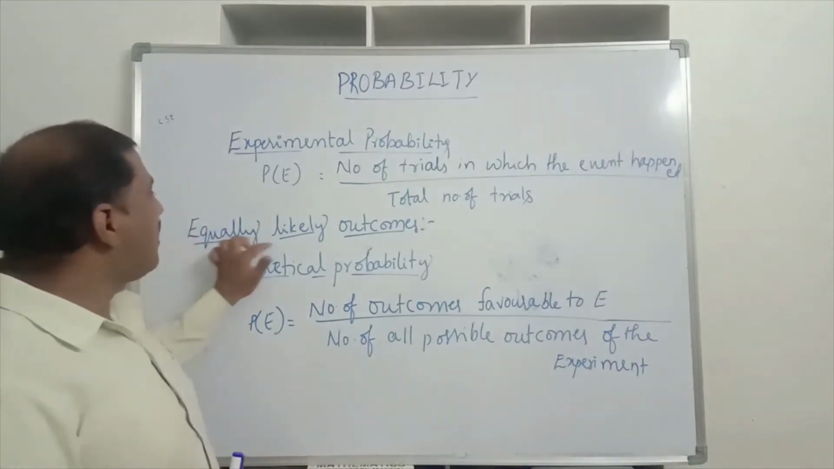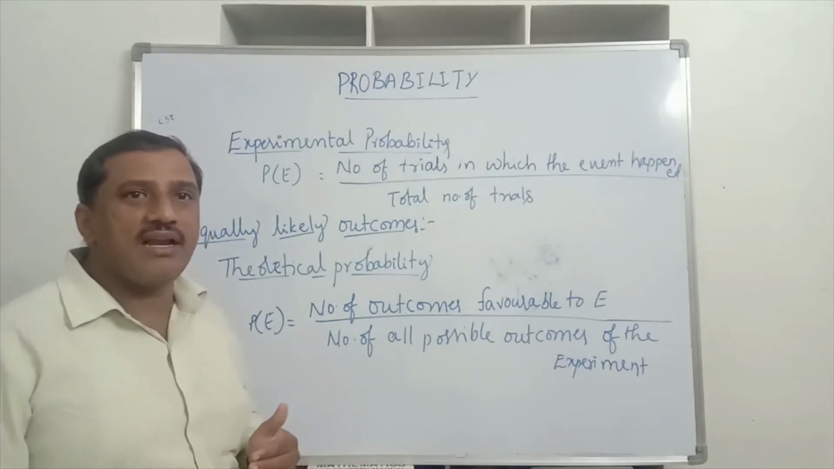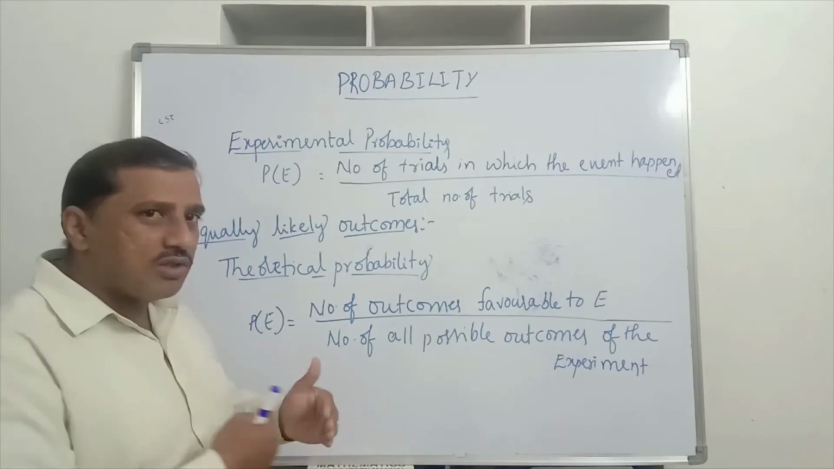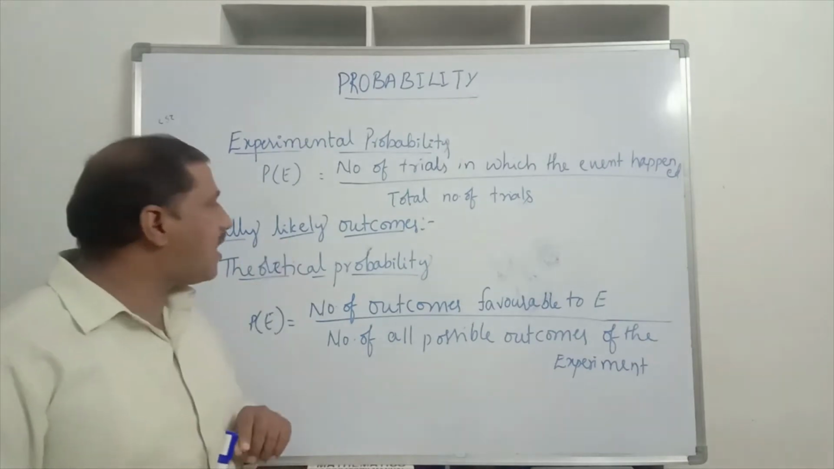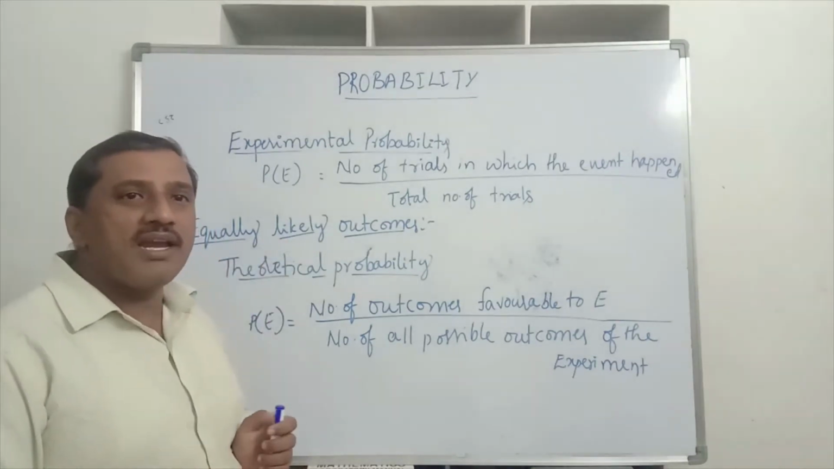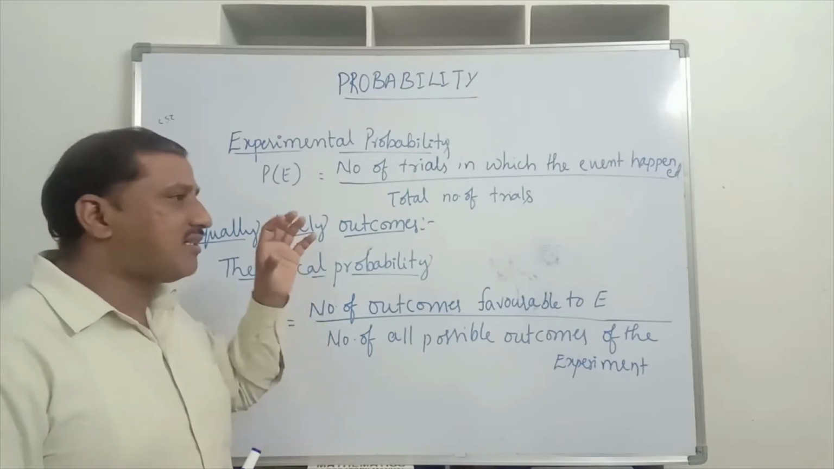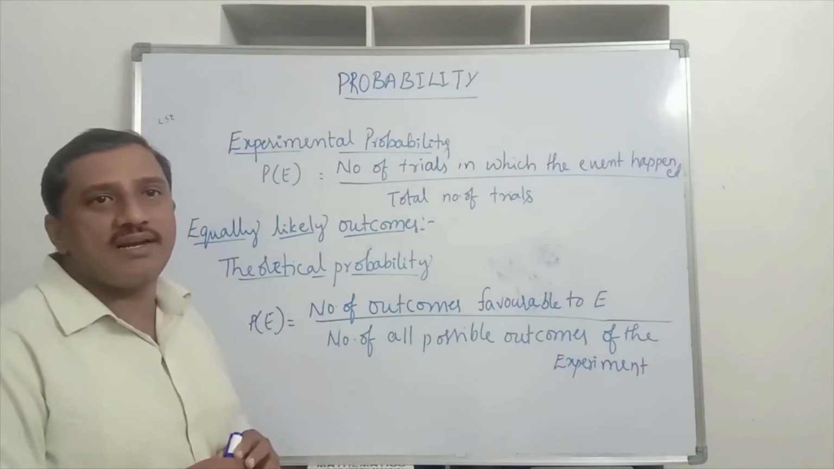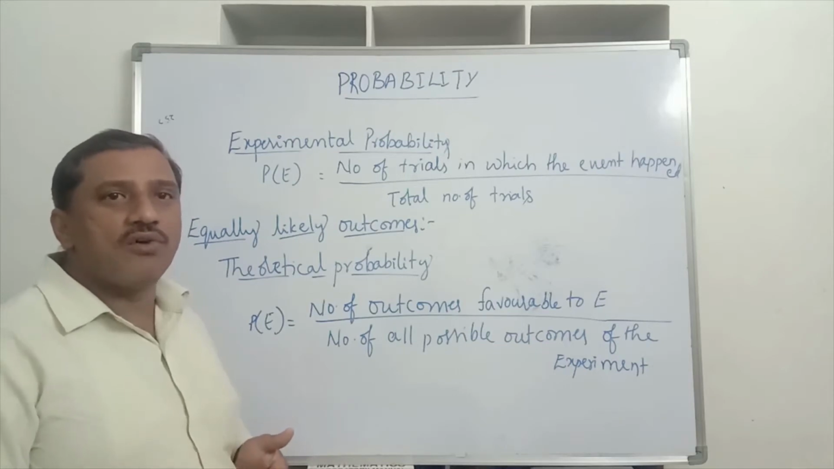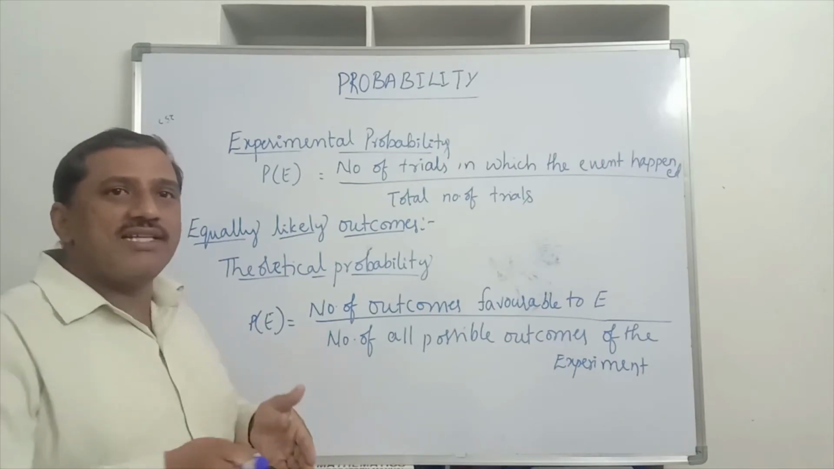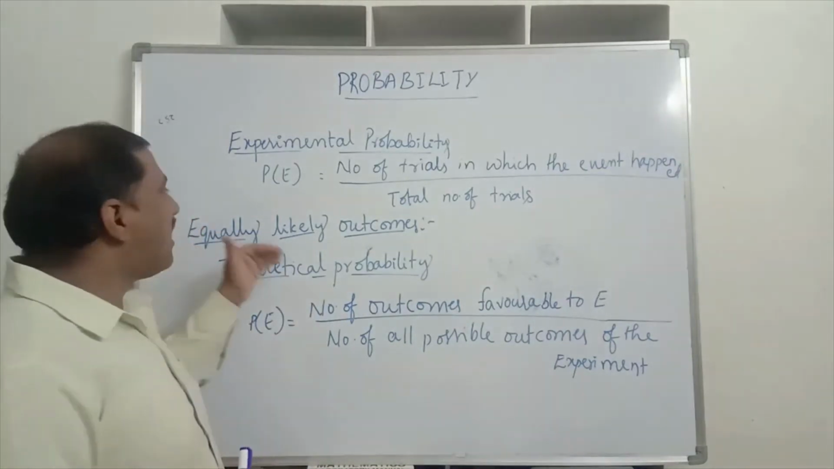Here I wrote equally likely outcomes. When we toss a coin, we get a tail or we may get a head. Both have equal chances of occurring. Such outcomes are known as equally likely outcomes. Similarly, when we roll a die, on the die we have 6 faces with numbers from 1 to 6. When we roll a die once, we may get 1, 2, 3, 4, 5 or 6. Again, all these numbers 1 to 6 have equal chances. Such outcomes are known as equally likely outcomes.